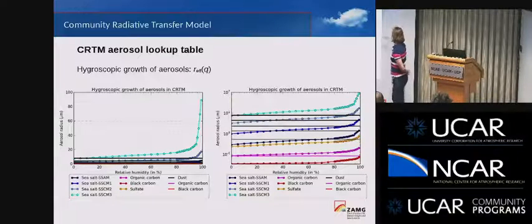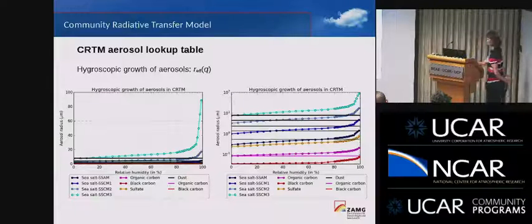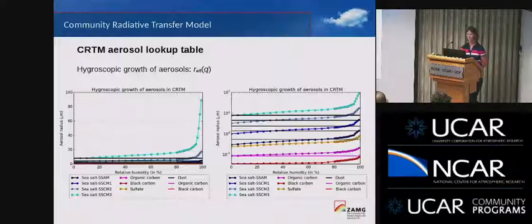So you see that sea salt strongly increases, so the size of sea salt aerosol strongly increases with increasing humidity. Black carbon and organic carbon and also sulfur, the size of these aerosols is much, much smaller compared to sea salt aerosols. This is one of the things you learn if you look at the CRTM lookup table.